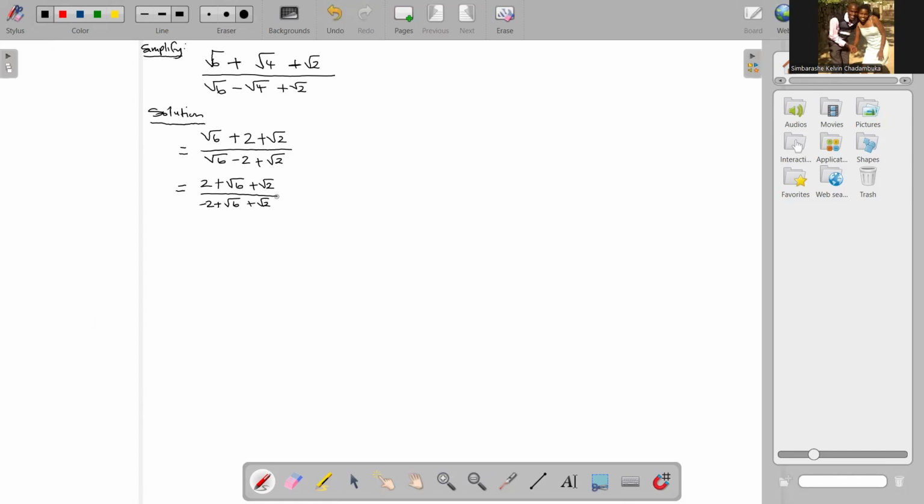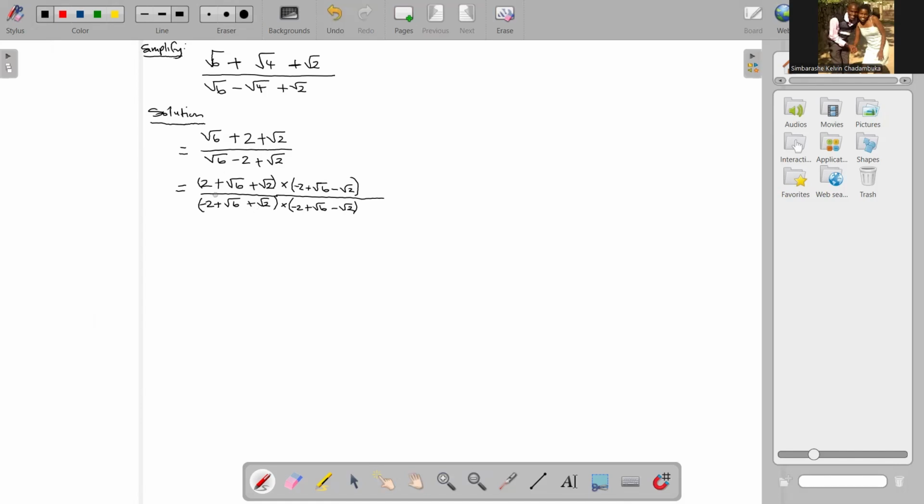So to rationalize the denominator, it means you have to multiply both the denominator and the numerator. They need to be multiplied. So here we are going to have minus 2 plus root 6 minus root 2. And what we multiply by on the denominator, we are going to do the same on the numerator. So it's going to be minus 2 plus root 6 minus root 2. Then simplify.